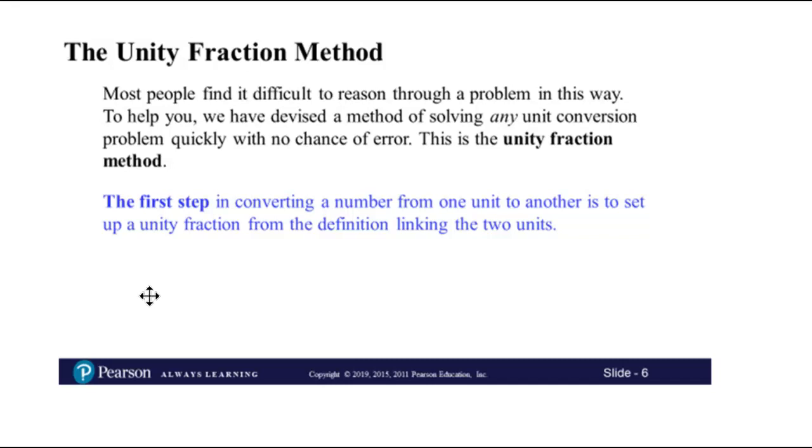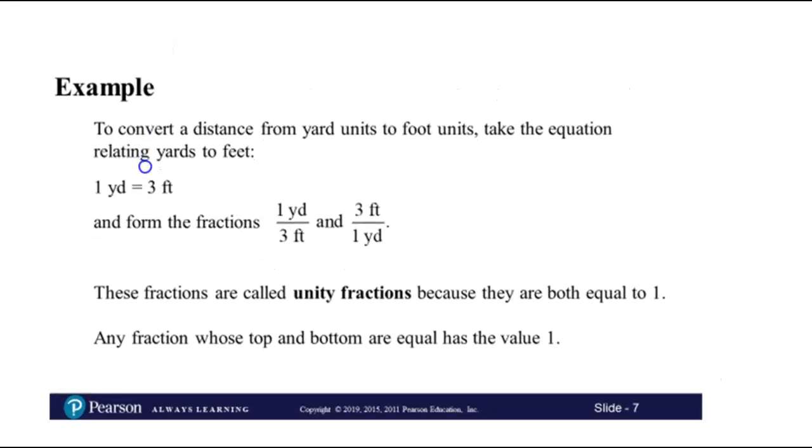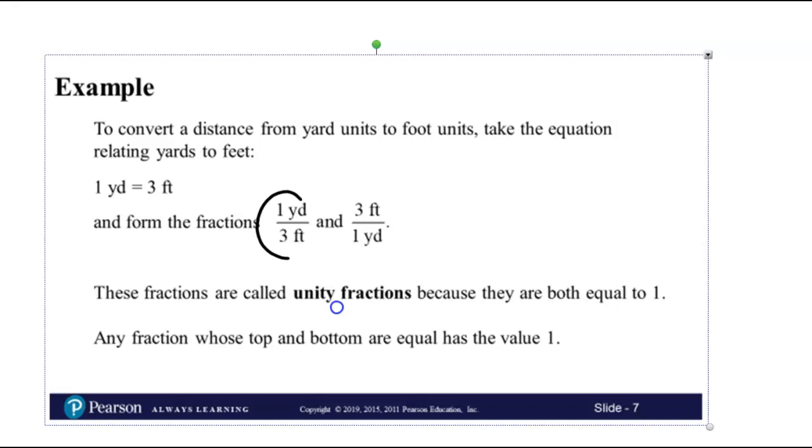And so the very first step in converting a number from one unit to another is to set up a unity fraction, and we're going to look at what a unity fraction is. To be able to set up a unity fraction, when converting a distance from yard units to foot units, you need to understand that 1 yard equals 3 feet. Well, you can say there's either 1 yard in every 3 feet, or you can say there's 3 feet in every yard.